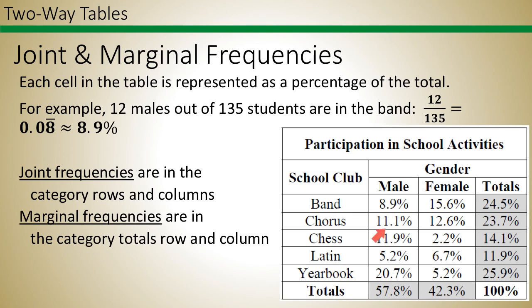In here, these white numbers are our joint relative frequencies. These are joint because this person is in band and they are a male. This person is in band and they are female. There are two things that we know about these people. For these marginal frequencies, we only know one thing. This person's in the band, this person's in chorus, this person's in chess, and so on. This person's a female, this person's a male. So these are joint relative frequencies, and these are marginal frequencies. And think about a paper, a margin is going to be on the edge.